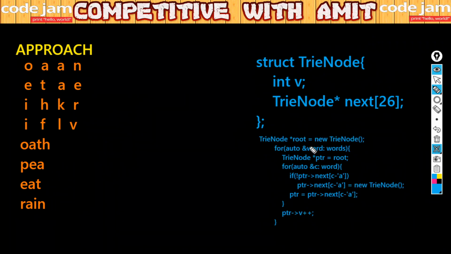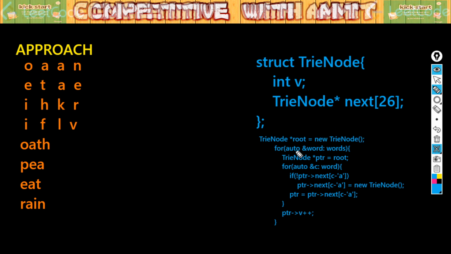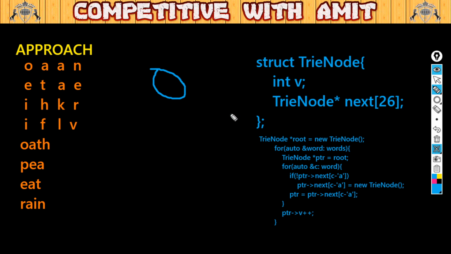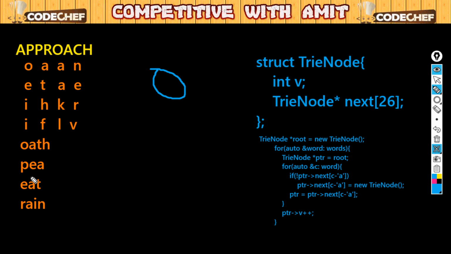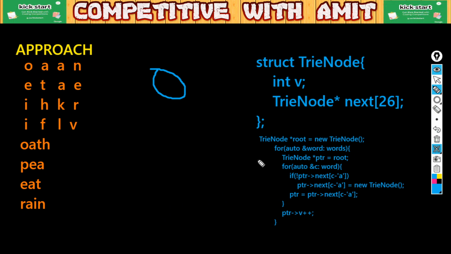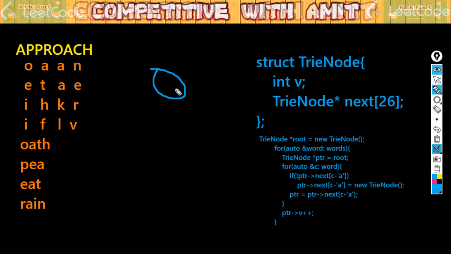So this is the code for the insertion part. First of all, here I have created the root node. After this execution, one root node will be created. Now after that we will go for this loop in which every word will be picked from these words, and as soon as any word is picked, we will initialize one more pointer which will point to this root.